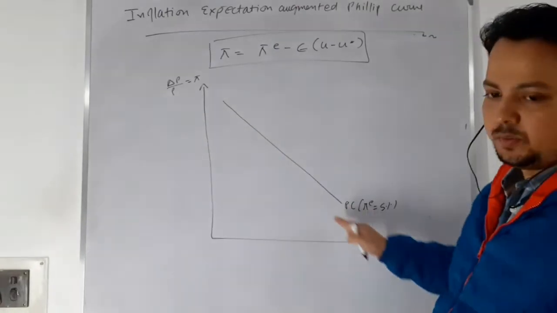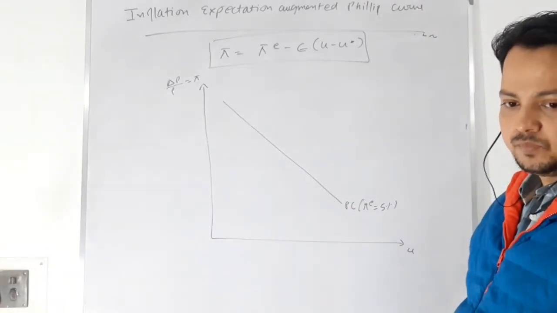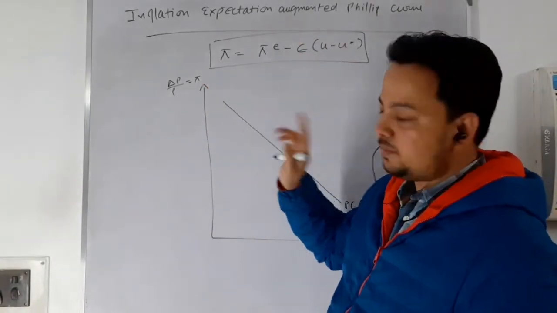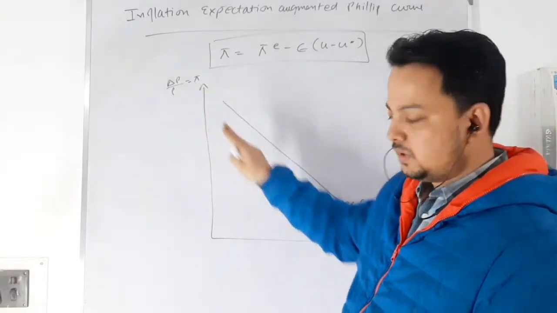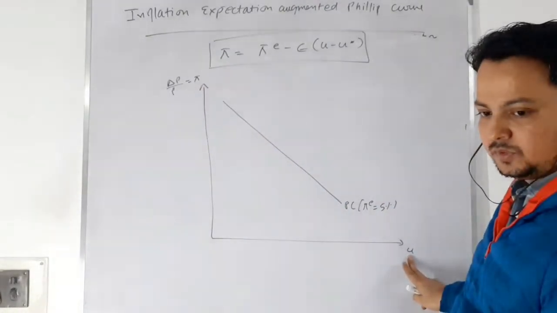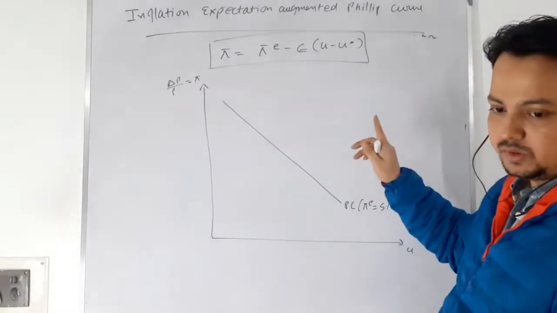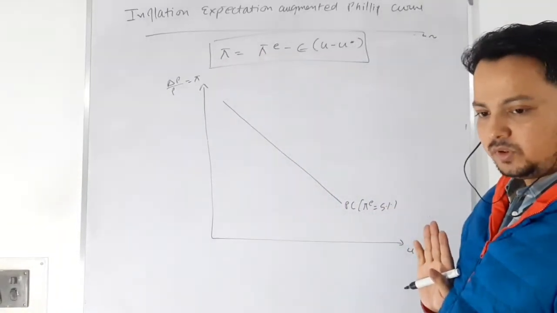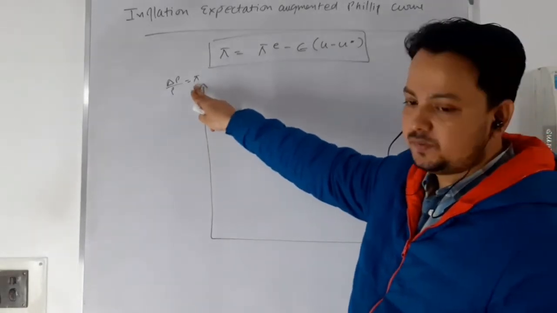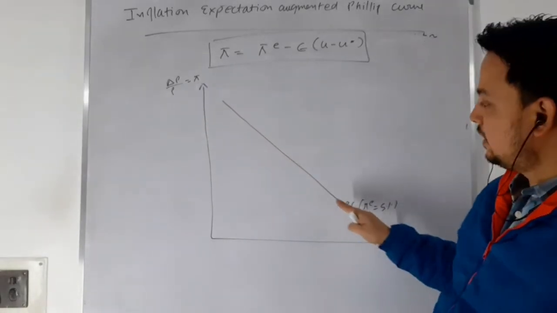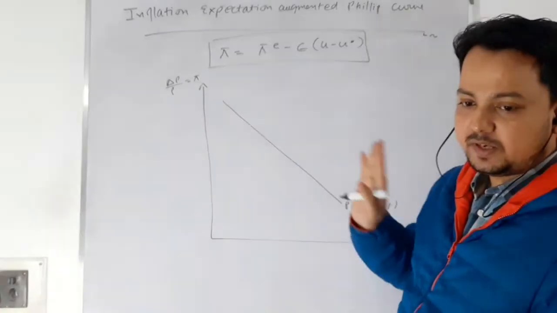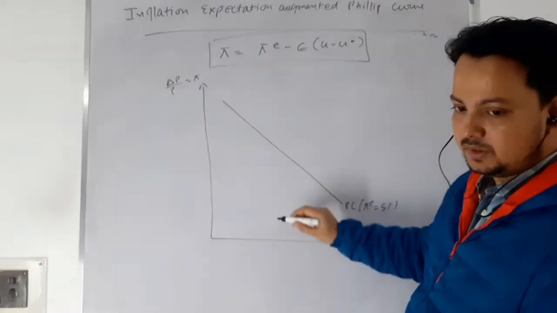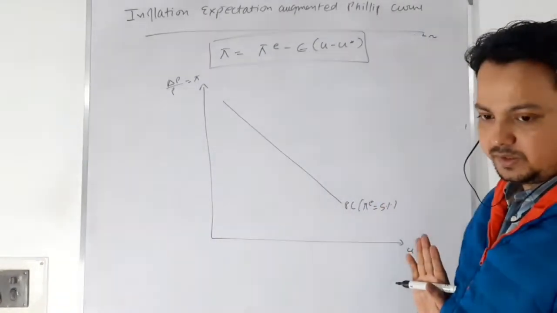This part of the argument is clear to everyone. I am drawing the inflation expectation augmented Phillips curve. Here I have taken actual inflation, and here unemployment. As I have told you, unemployment depends on both actual inflation and expected inflation. So I have drawn with respect to actual inflation. That means this Phillips curve is based on a particular given expected inflation rate. The height of this Phillips curve depends on a particular expected inflation rate.